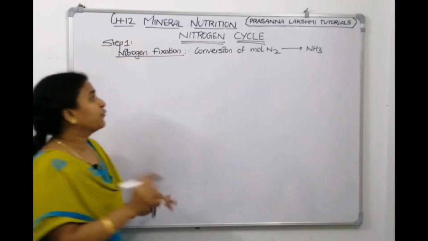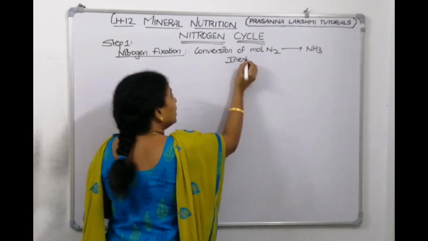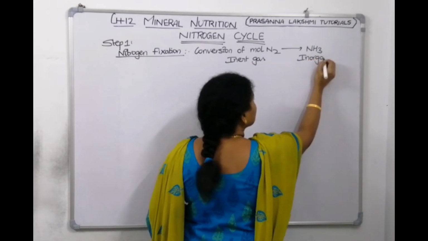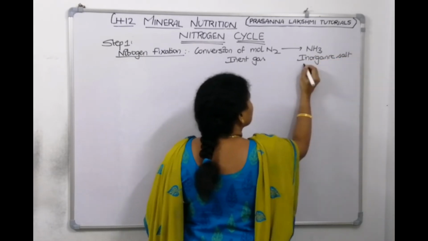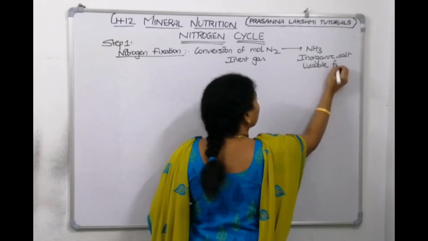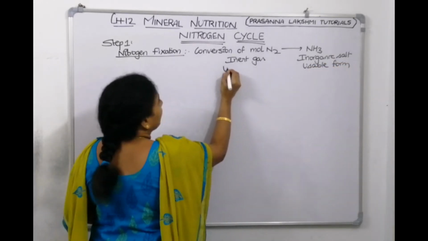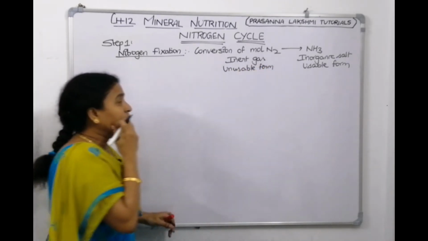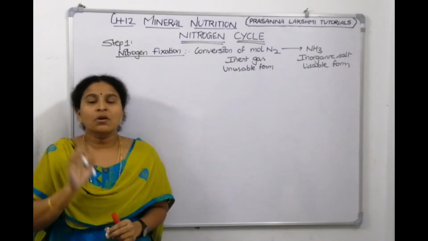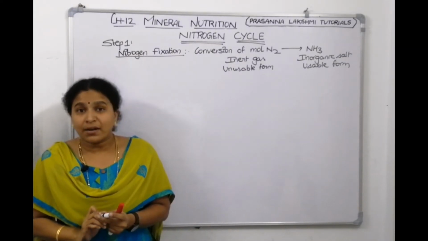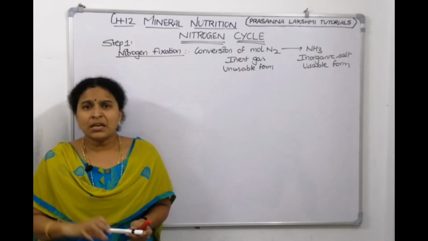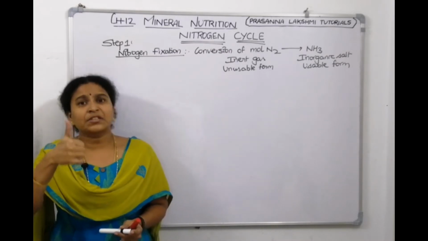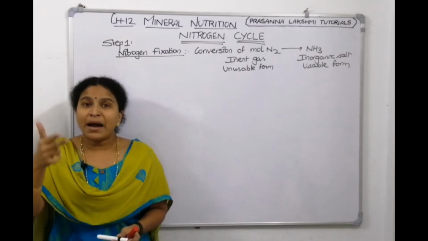Molecular nitrogen is an inert form. It is an inert gas, whereas this ammonia, it is an inorganic salt. It is the usable form. Plant can use it, and this is unusable form. Plant cannot use this nitrogen. So that is why we are taking that nitrogen and converting it to ammonia. If you recollect the nitrogen cycle, there are 3 types of nitrogen fixation. One is called electrical nitrogen fixation, industrial nitrogen fixation, biological nitrogen fixation.